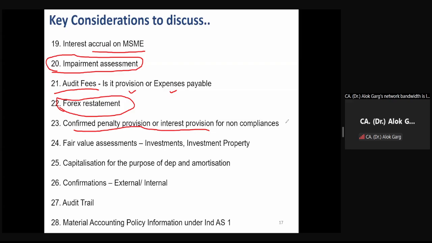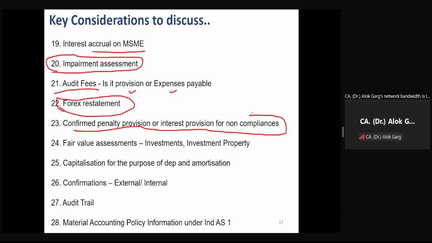Confirmed penalty provision or interest provision for non-compliances. The company has to file a particular return with the government authority. And the due date was 31st January. Up to 31st March, the company has not filed that return. The penalty was 1,000 rupees every day. For the period of delay, the penalty was 1,000 rupees. While till 31st March or till the date of signing of the financial statement, the government, the regulator, has not raised any notice for the penalty.